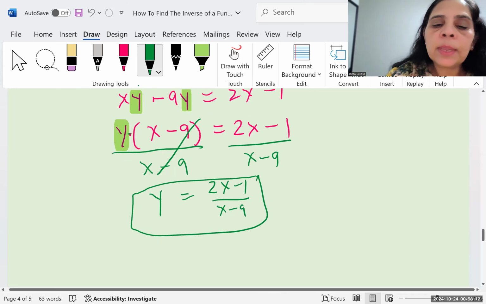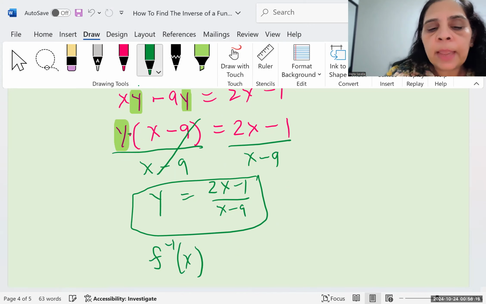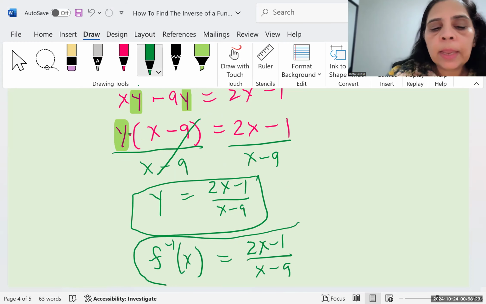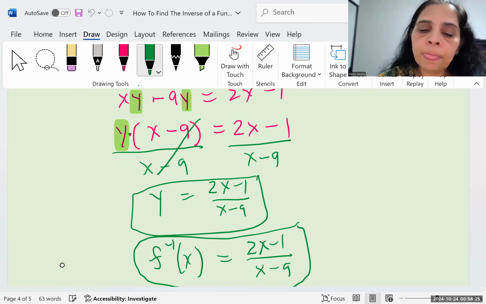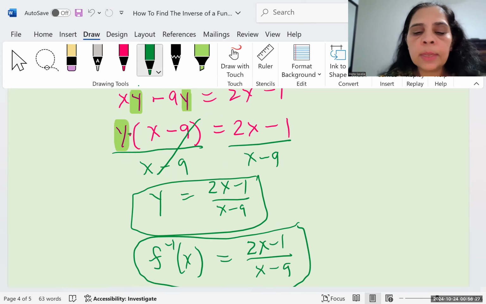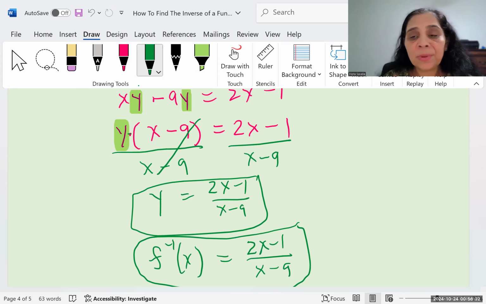So now we can write the fourth step: replace, f inverse of x equals 2x minus 1 over x minus 9. And that's it. Okay, so that's the rational function we did. You can see there are only 4 steps you need to do. Make sure you remember these 4 steps. Check your answer with me.